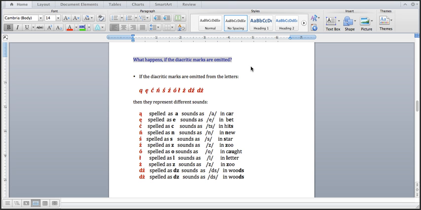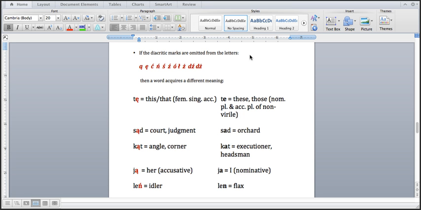What happens if the diacritic marks are omitted? If the diacritic marks are omitted from these letters, then they represent different sounds. For example, the nasal O spelled as A sounds as A in car, and so on. Also, if the diacritic marks are omitted, then a word acquires a different meaning.